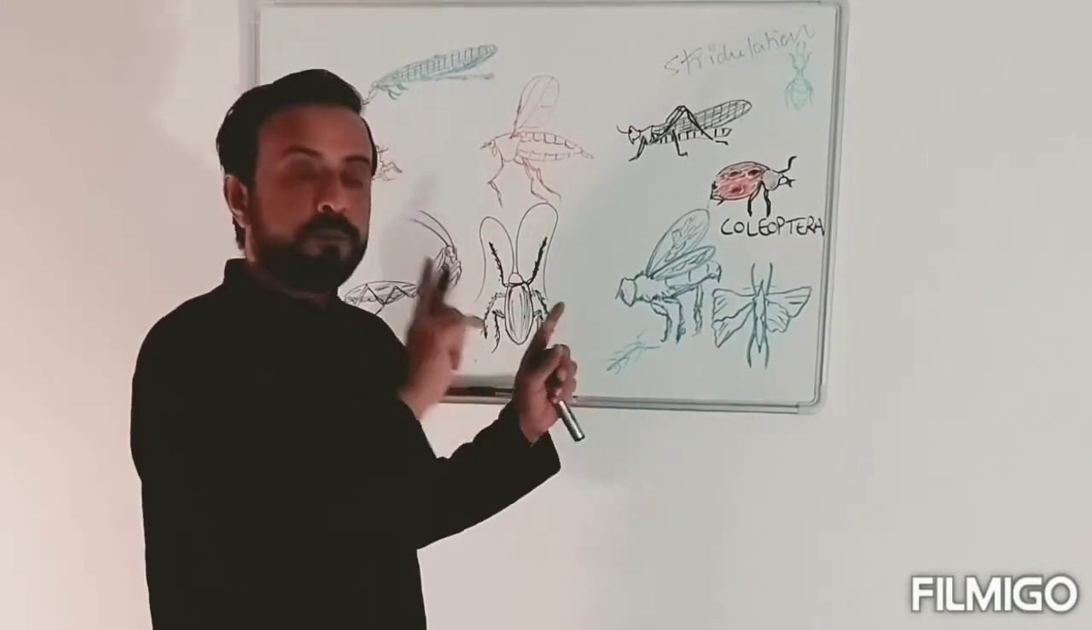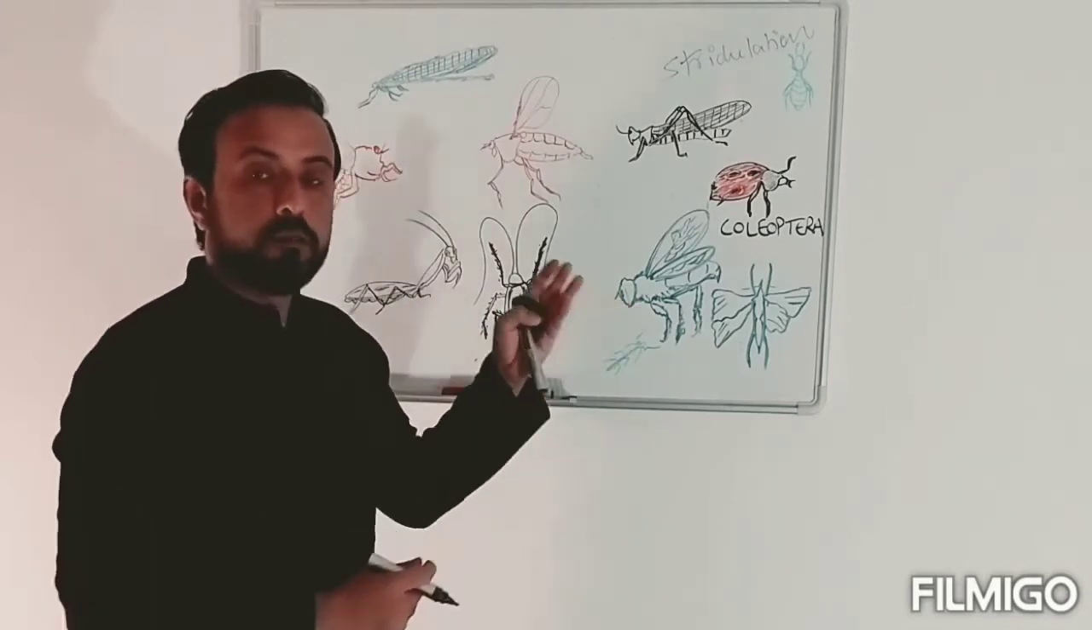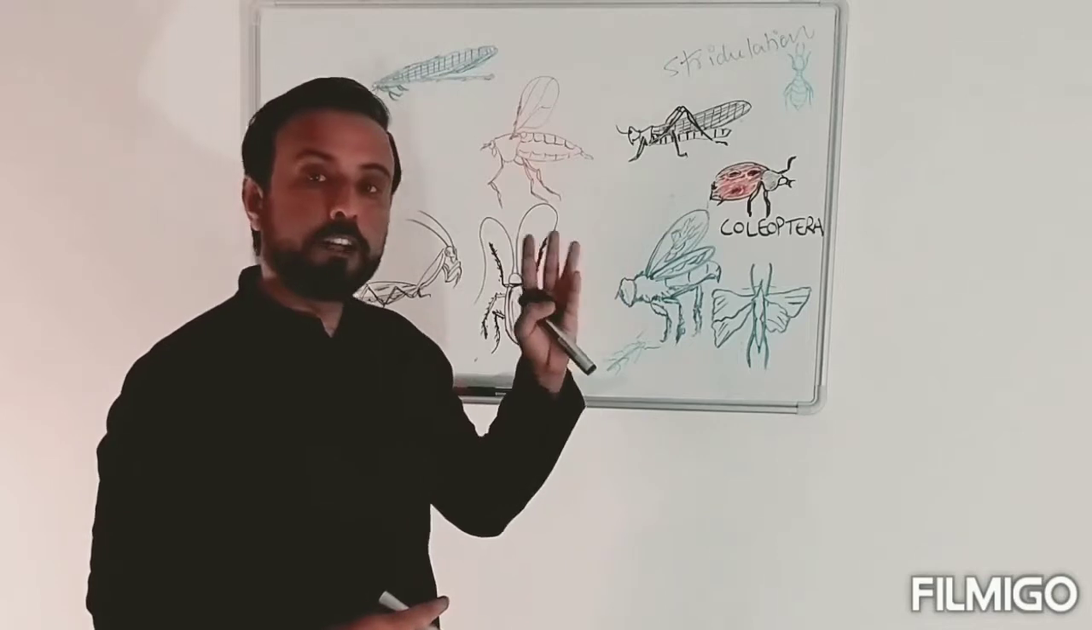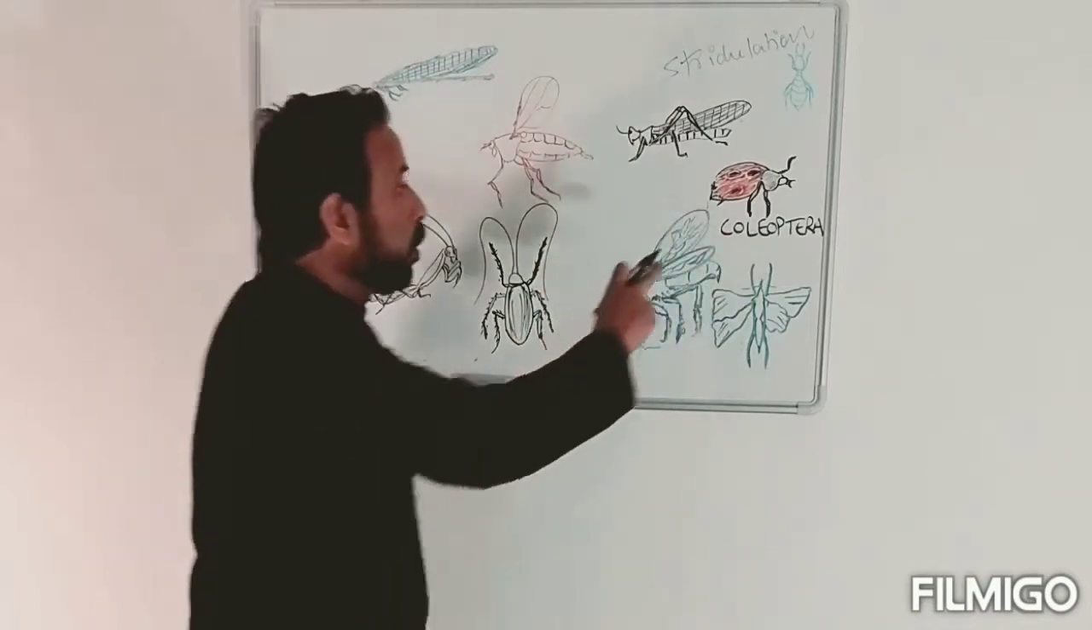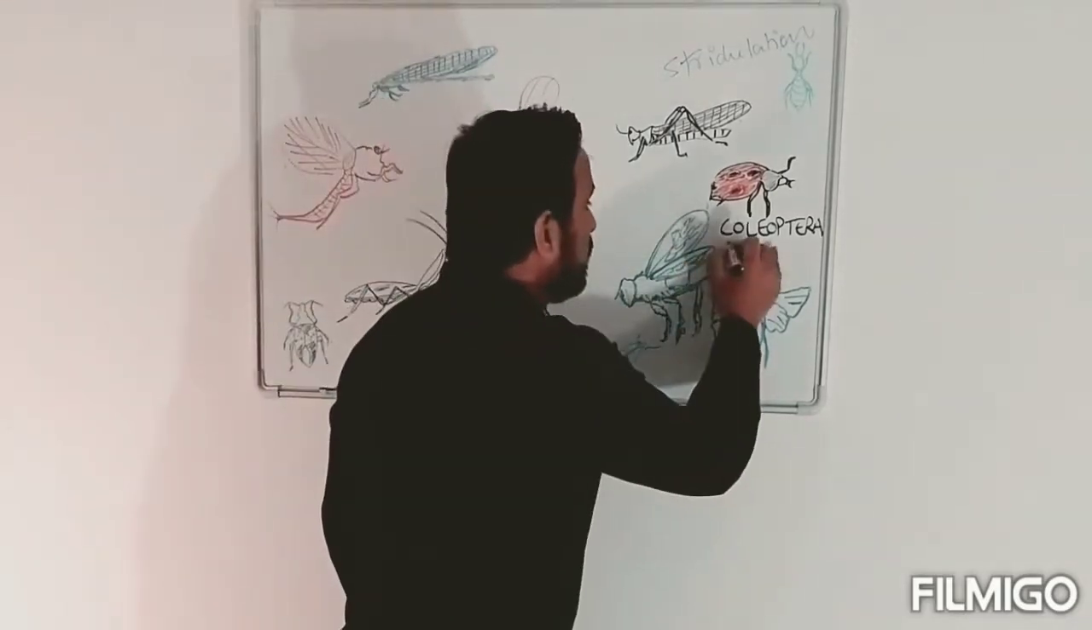Now again you will see the word ptera is there, so that means wing. This is also categorized into this order based on the presence of a certain kind of wing. Ptera means wing, right? Coleus is also a Greek word. Coleus, K.